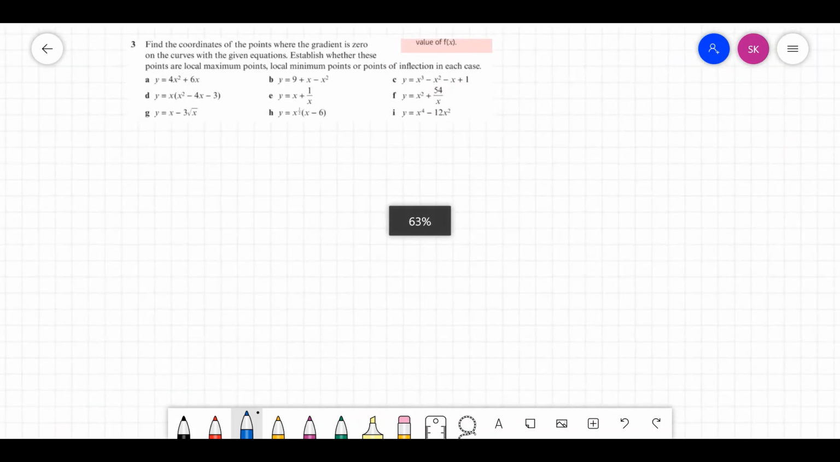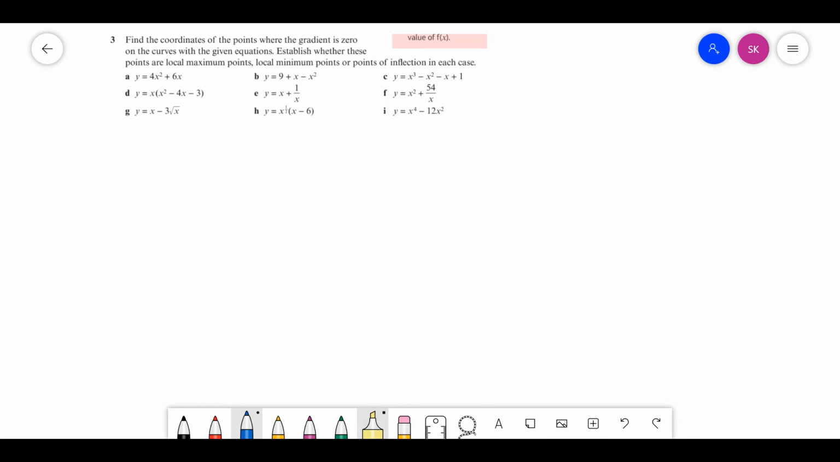So the last thing I want to go through is an example with question 3, and I'm going to go through this one here. So we can ignore all the other parts. You'll have to look at show my homework as to which bits I want you to do. Question 3 says, find the coordinates of the points where the gradient is 0 on the curves of the given equations. So that basically means find the coordinates of the stationary points. Establish whether these points are local maximum points, local minimum points, or points of inflection in each case.